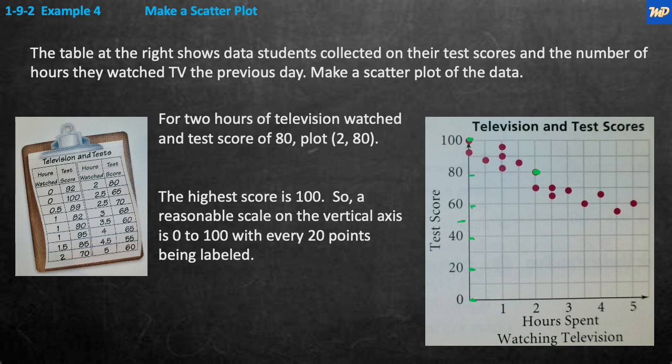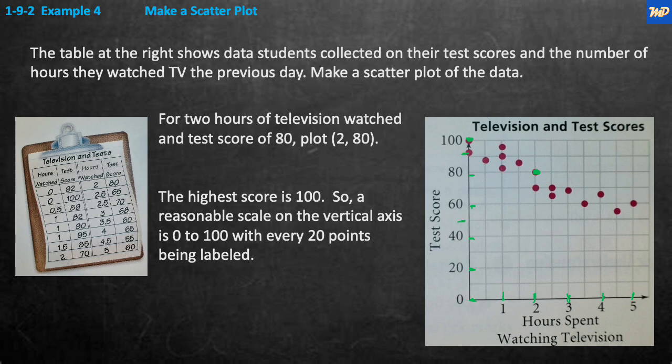So then they went through the score data over here on this little chart. You can't really see it real well, but it says hours watched TV, 0, test score 92, right? Hours watched, 0, test score 100. So you go over here, and this is 1 hour watched, 2 hours watched, 3 hours, 4 and 5 hours watched. So 0 hours watched, and one student got a 92, right up here. And the other one got 100. So they plotted those two dots.